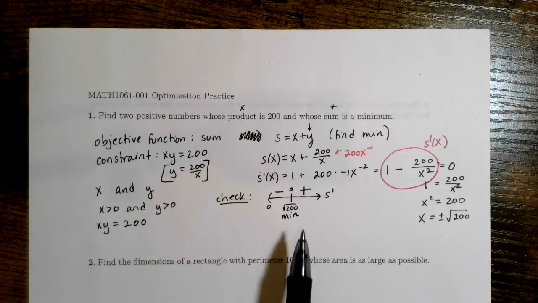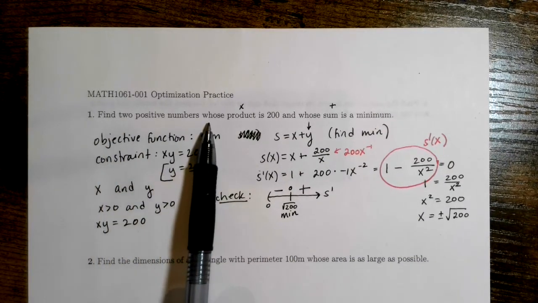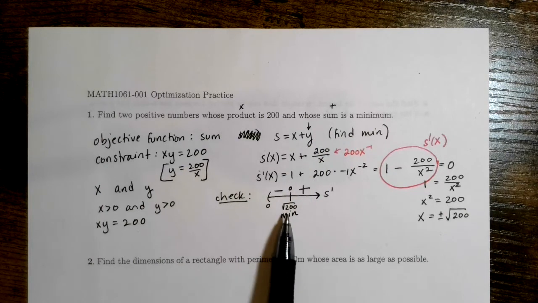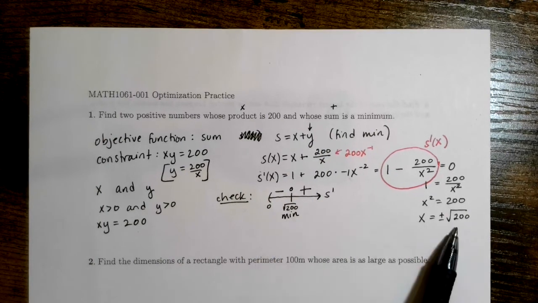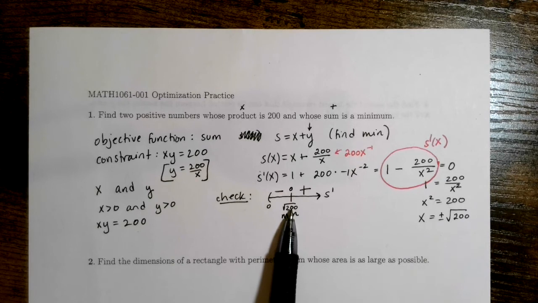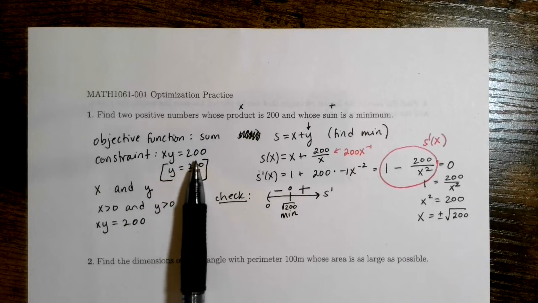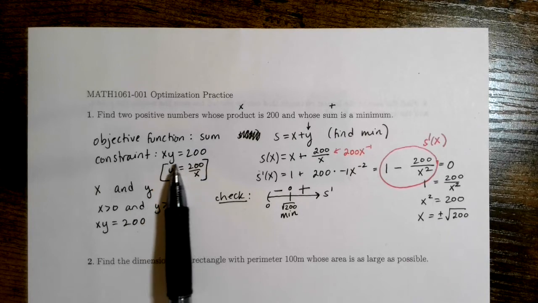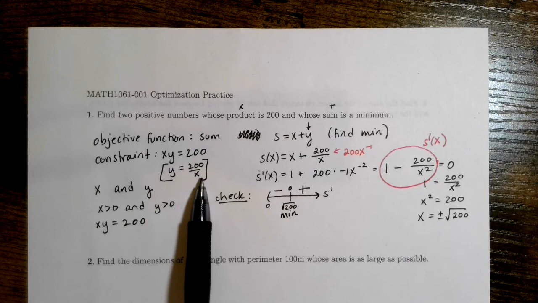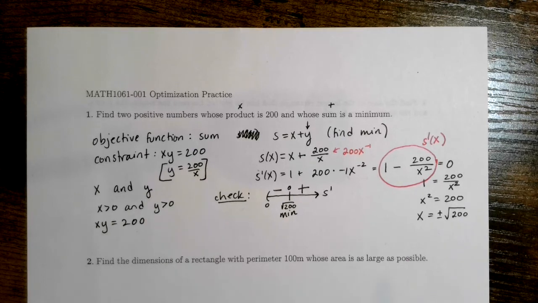All right, so the question told us to find two positive numbers with this property. I know X is root 200. So I'm just going to go back and find the matching Y value. There's a bunch of different places that you could do it. I like to go back to what I boxed in here when we solved the constraint for Y. That's the quickest connection between X and Y.